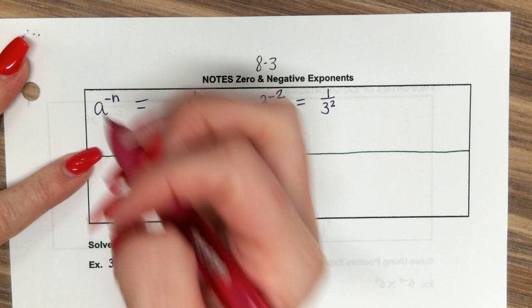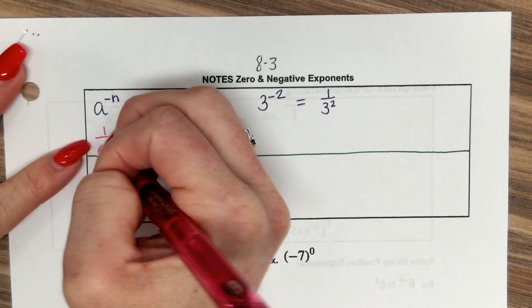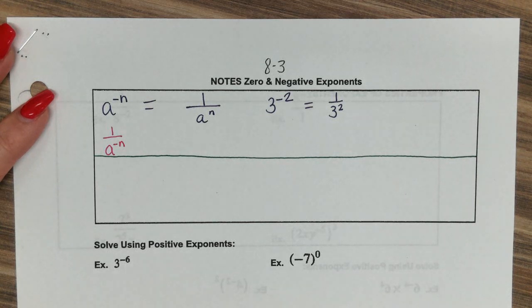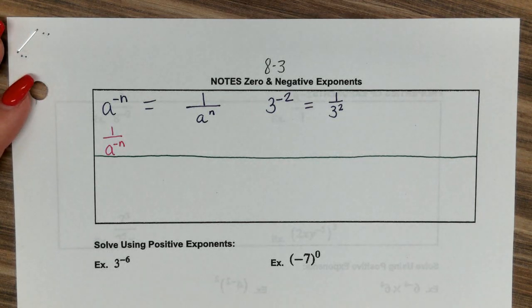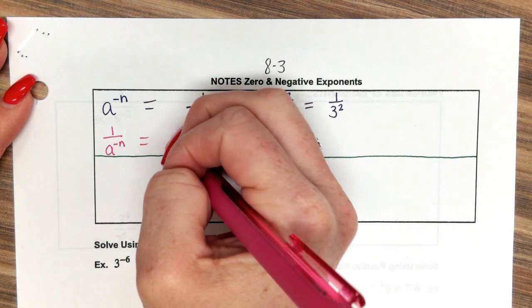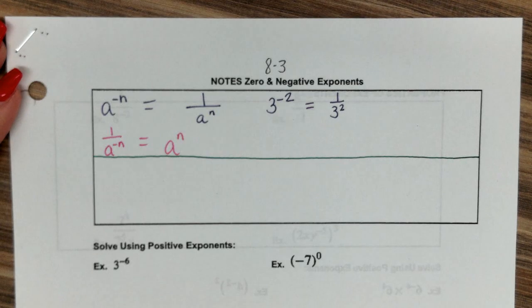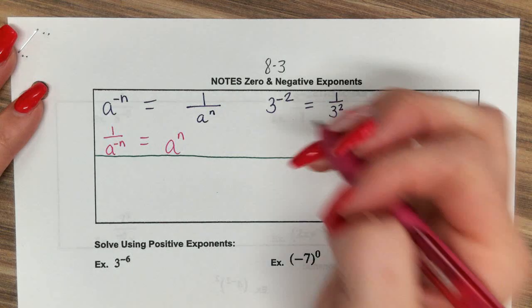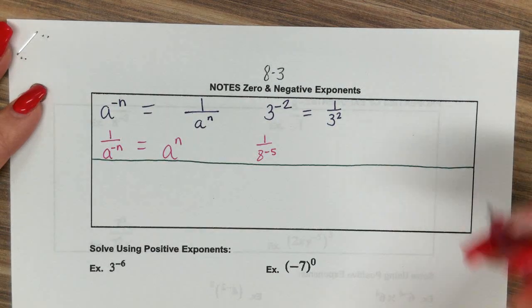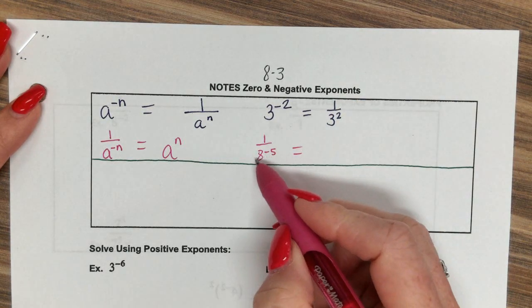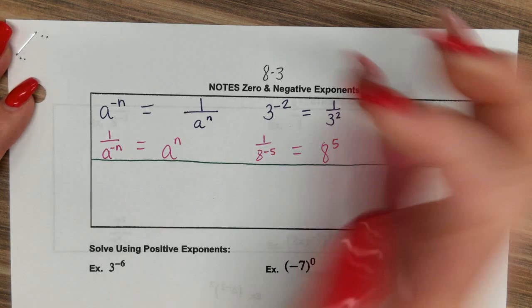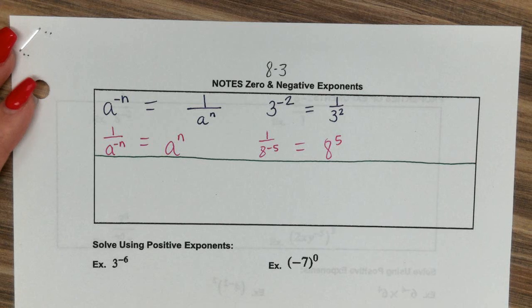What if you have a fraction and the negative exponent is on the bottom? Yeah, it's basically like a double negative, right? So what is it going to do? It's going to come to the top and become a positive. So let's do an example of that. What if I had 1 over 8 to the negative 5? What would I do? Bring 8 to the 5, put it on top, and get rid of the negative exponent. Those have the same value.